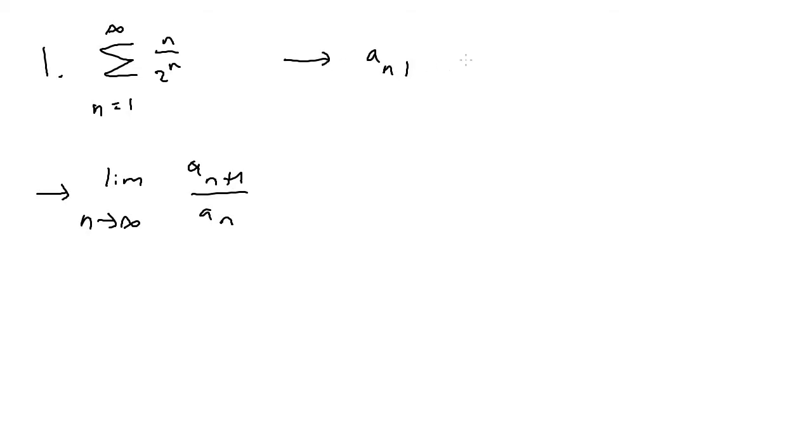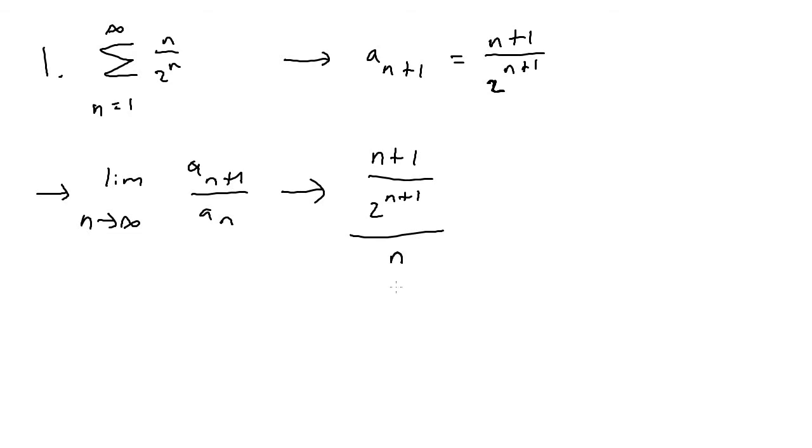So a sub n plus 1 is going to be equal, if we plug in n plus 1 into that sequence, we'll get n plus 1 over 2 to the n plus 1 power. So remember, once again, we took all the n values and replaced them with n plus 1. And that is what a sub n plus 1 is equal to. Now a sub n is obviously just a regular sequence. So we're going to take a sub n plus 1 over a sub n. So we'll do n plus 1 over 2 to the n plus 1 divided by a sub n, which is equal to n over 2 to the n.